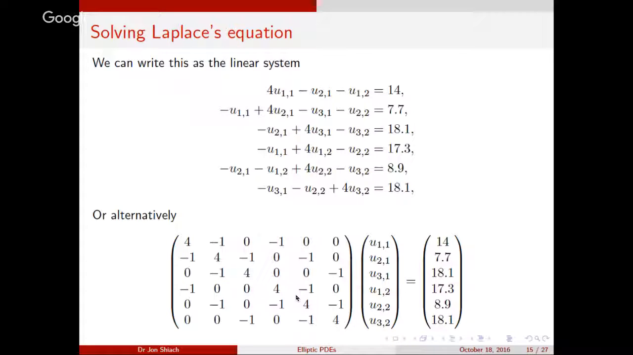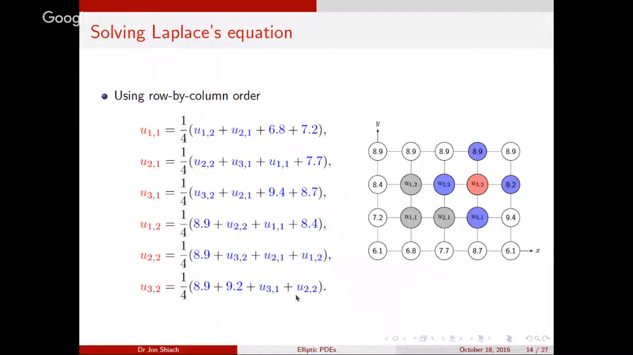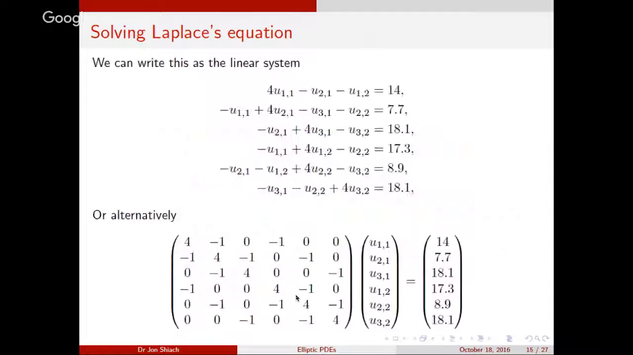Now, how did I get from the previous slide to this one? All I've done is take all the unknowns and write them on the left-hand side. In other words, anything involving U, and any constants, for example 6.8 and 7.2, I've just added together and taken over to the other side, leaving what we know on the right-hand side. The unknowns are on the left, the knowns on the right, and we end up with this system.